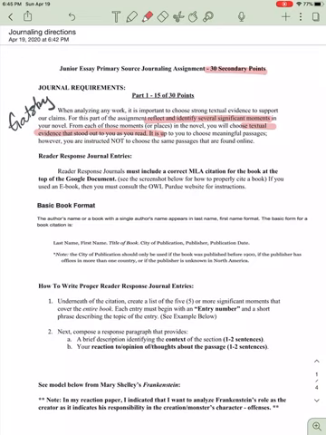Now, it's up to you to choose meaningful passages. However, you are instructed not to choose the same passages that are found online. Basically, what I'm saying is don't just give me the same exact thing that I'm going to find on SparkNotes or Shmoop or something like that. So, your journal entries.